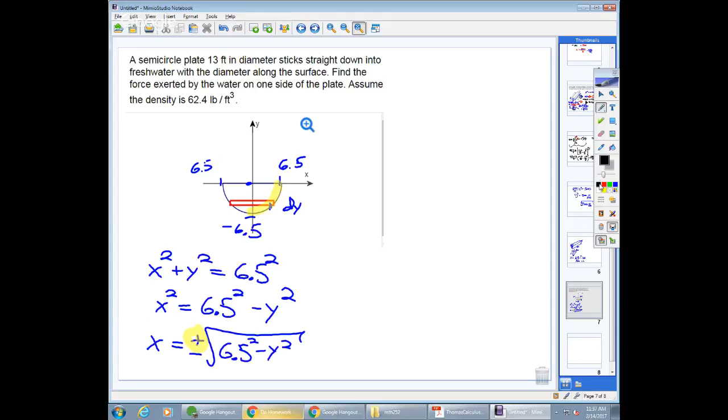All right, so as far as the area of that plate right there, let's do that in red maybe. I need the distance all the way across, which should be what? No, just for this plate right here. If the plus represents the right side only, what's the distance all the way across? Twice that. Yeah, there you go. Okay, so it's 2 times that square root, 6.5 squared minus y squared dy. So there's the area of the plate.